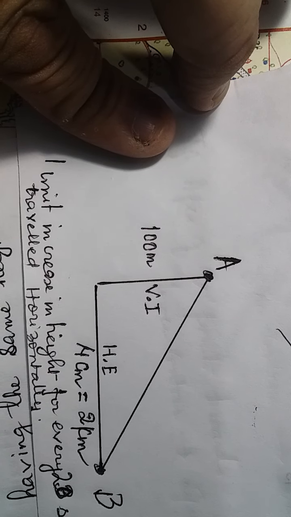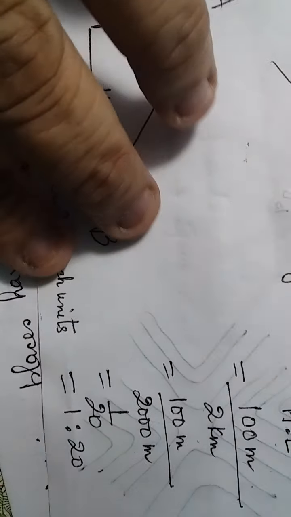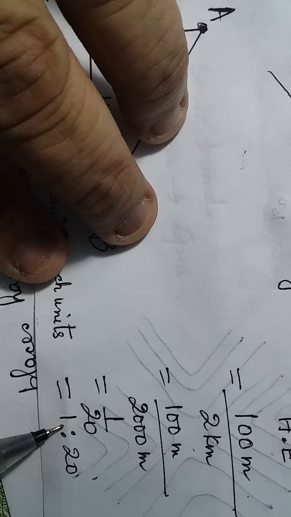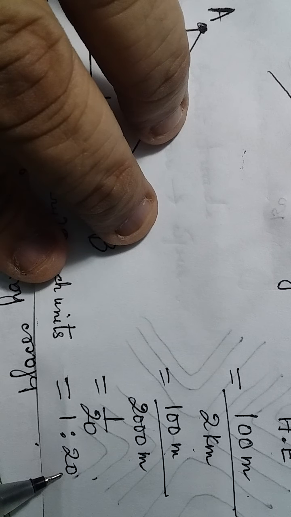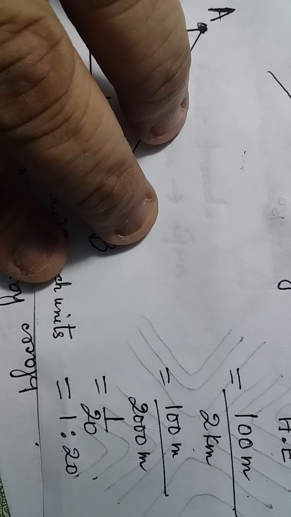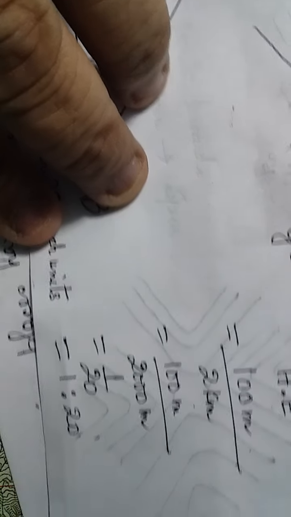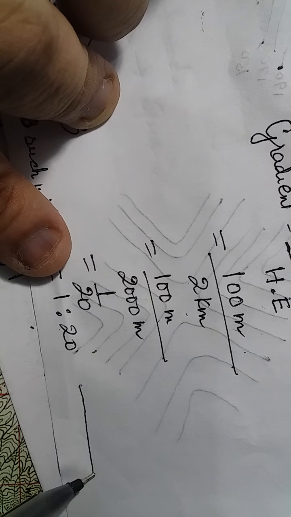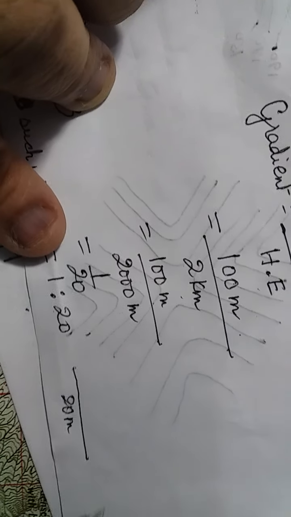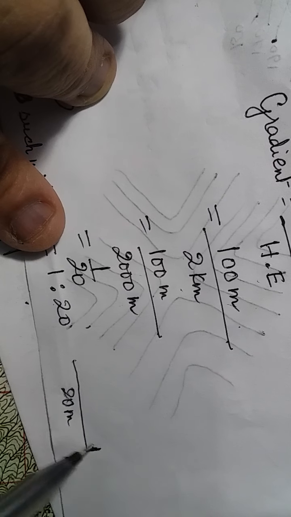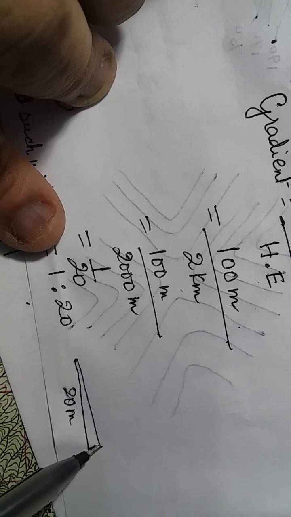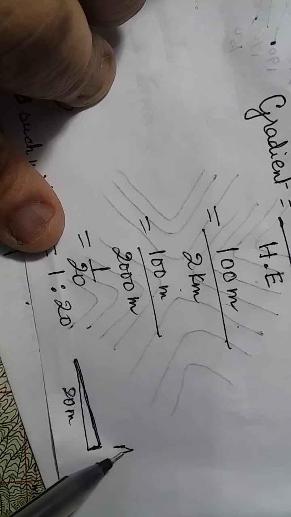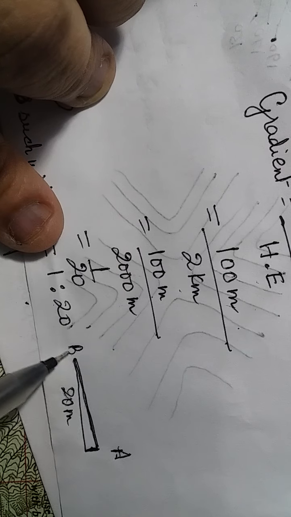So if we take the unit as meter here, if we travel 20 meters horizontally, the height will be raised by 1 meter. So if we travel 20 meters horizontally, suppose this is 20 meters, height will be raised by 1 meter. And so this is the slope between A and B.